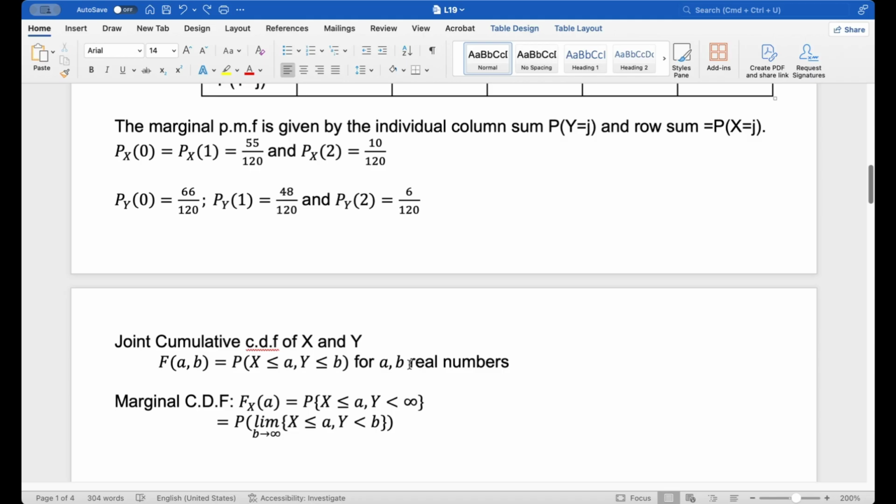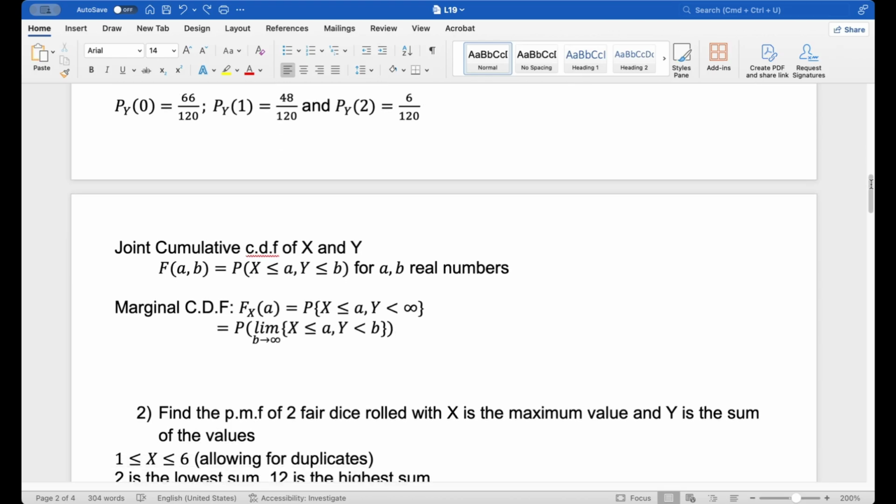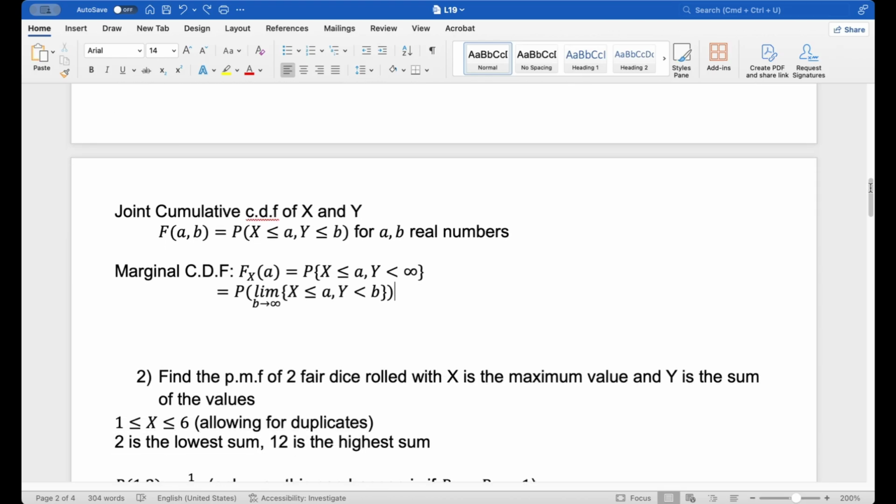Now the marginal CDF, we're working one at a time. So the marginal CDF of x would be the probability X is less than or equal to a, and Y less than infinity, so Y would be free. Which is the same as taking the limit as b goes to infinity of the probability that Y is less than b. All right, second example: find the probability mass function of 2 fair dice rolled.